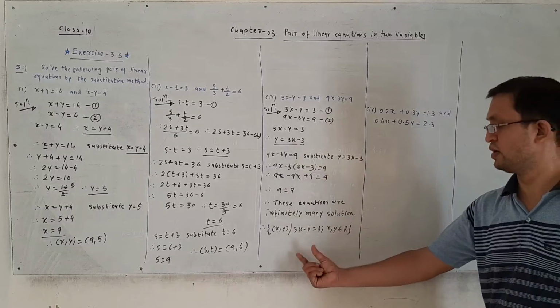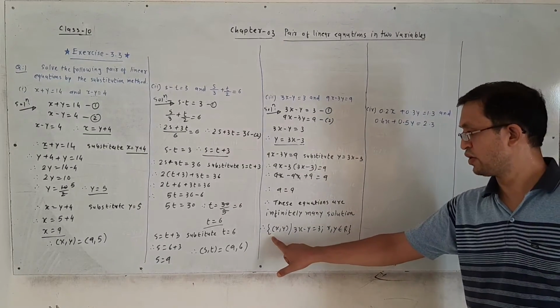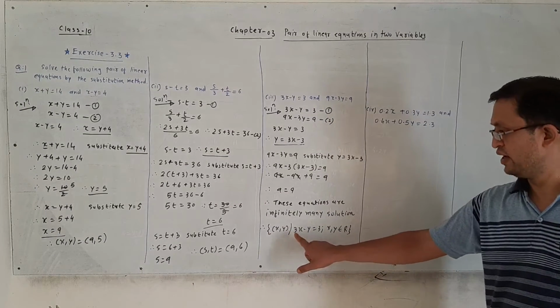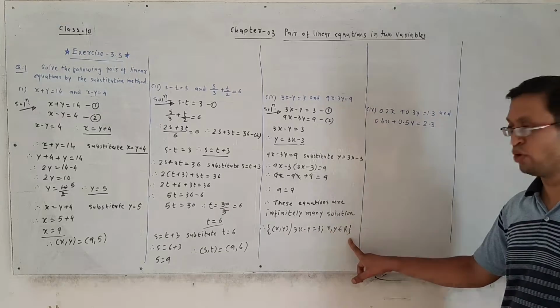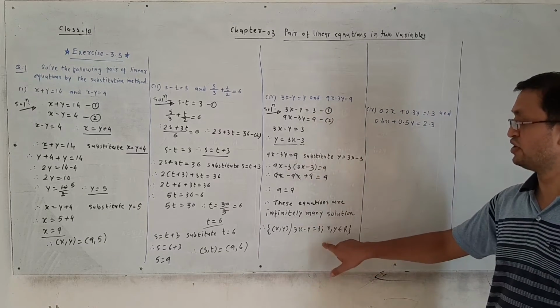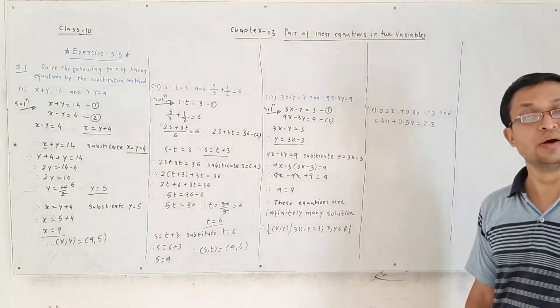कोई भी equation हम solution में रख सकते हैं. Therefore, curly bracket x, y where 3x minus y is equal to 3, and x and y both are real numbers. मैंने equation first लिखा है, यहाँ पे equation second भी हम लिख सकते हैं.